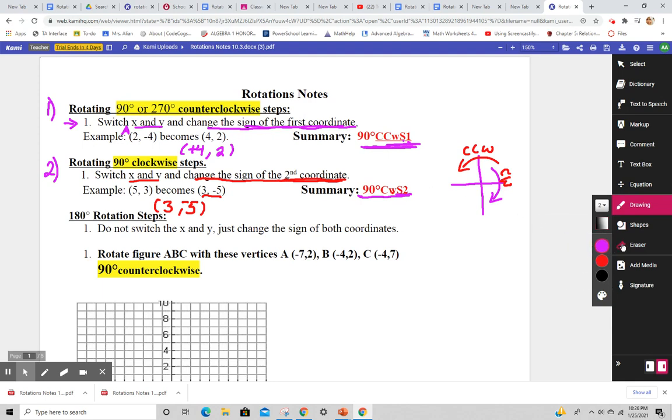Let me erase these lines and let me highlight some things. You see we have CC here, and we have the number 1. We have C here, we have the number 2. So they're kind of flipped. 2 C's go with 1, 1 C goes with 2. Do you see that?